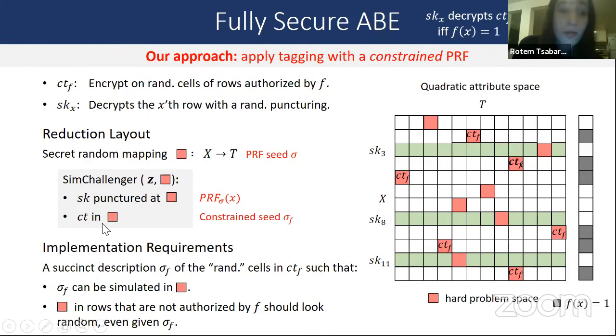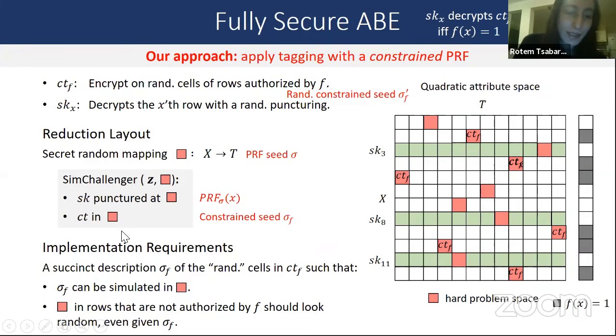And now when we want to simulate a ciphertext, in order to give this succinct description of the evaluation of the PRF on multiple rows, we can simply give a constrained seed for the same function f. So it exactly corresponds to learning the tags only for the rows that are authorized by f, while guaranteeing that the tags of all of the other rows are still pseudo-random. So that's what happens in the security proof. But now we need to go back to the real construction and change it in a way that it will still be indistinguishable from the simulation.